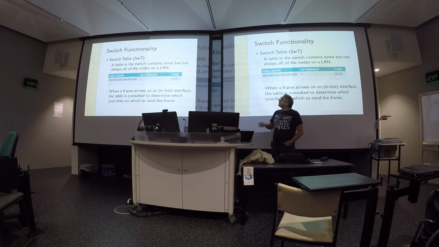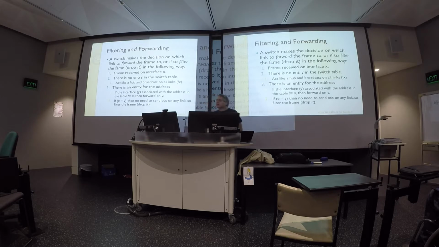So we set up a table in the switch, and the idea of the table is it should have enough entries for most, if not all, of the nodes in a LAN. It doesn't have to have all of them, but it should be able to have most of them. And when a frame arrives on an incoming link, you look at the table and you say, oh, this is a packet for this MAC address. The device with that MAC address is attached to my interface number 1, so I'll send it out on number 1.